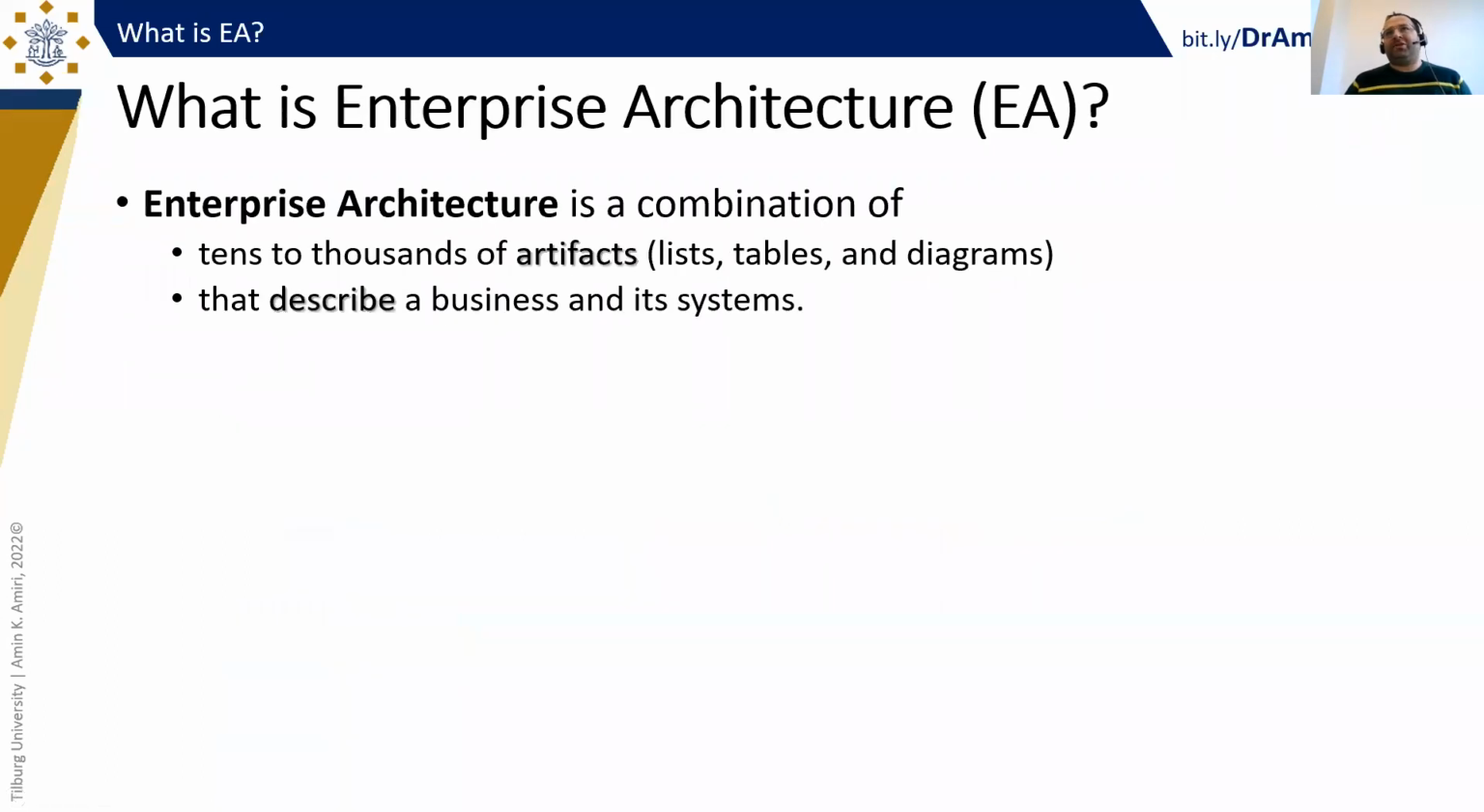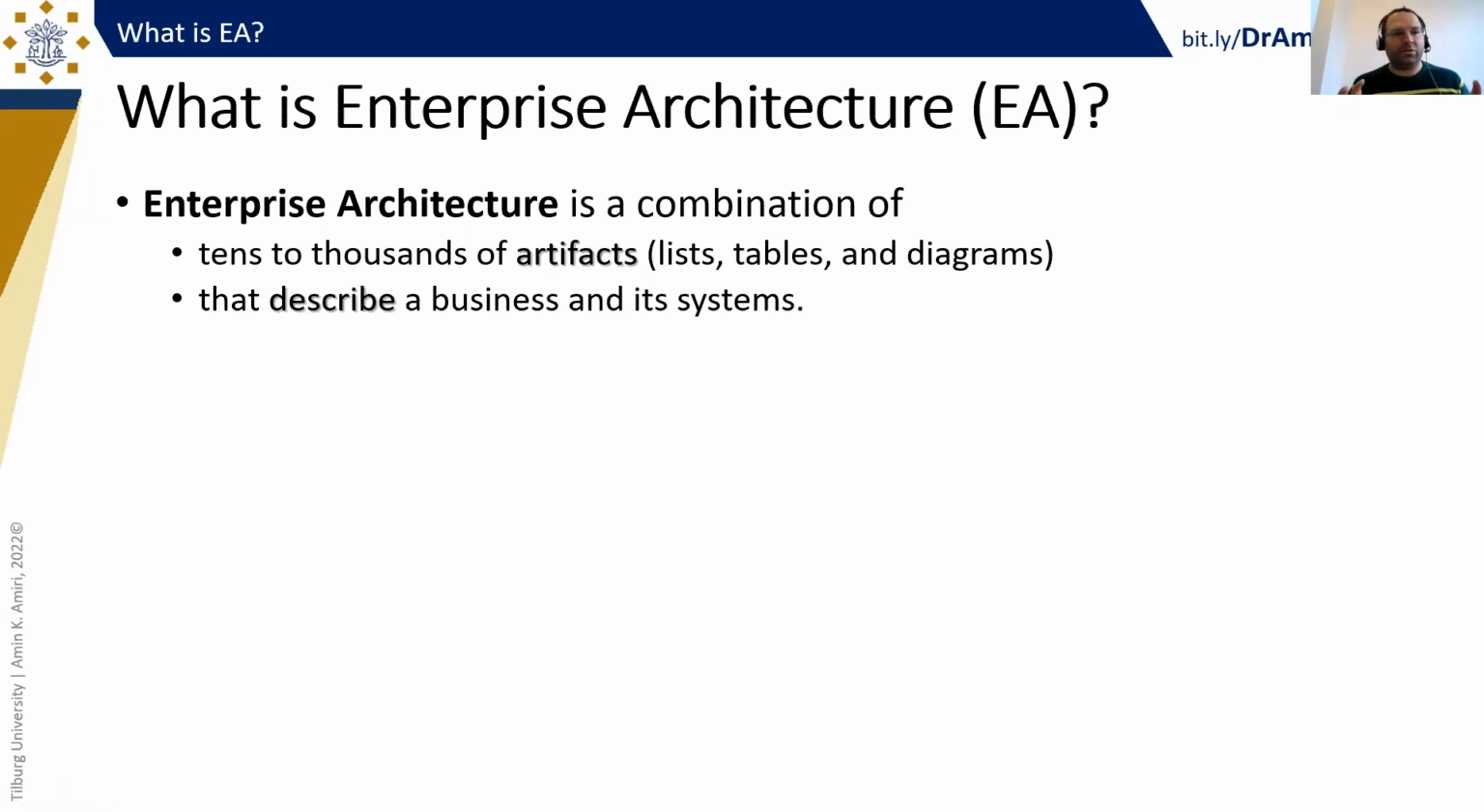What is enterprise architecture, or EA? EA is a combination of tens of artifacts or even thousands of artifacts that describe either an organization, a business, or only a system like Canvas or like Osiris. But usually when we say enterprise architecture, we mean the entire business and the systems inside that business. But the scope of that business can be your choice.